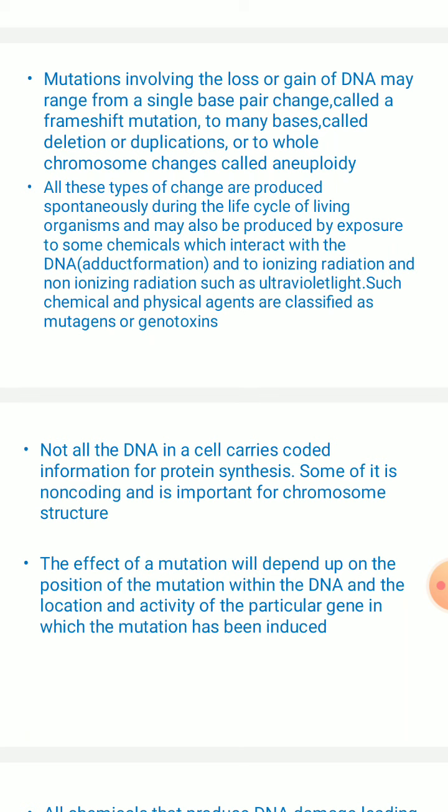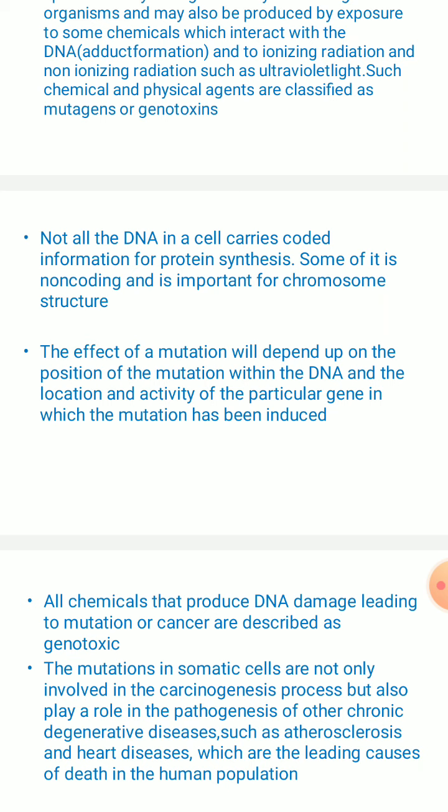All the chemicals which produce DNA damage, further leading to mutation or even cancer, are referred to as genotoxic substances or genotoxic chemicals. The mutations in somatic cells are not only involved in the carcinogenesis process, but also play a very important role in the pathogenesis of other chronic degenerative diseases, which include atherosclerosis and even heart diseases, which are further leading to the cause of death in the human population.